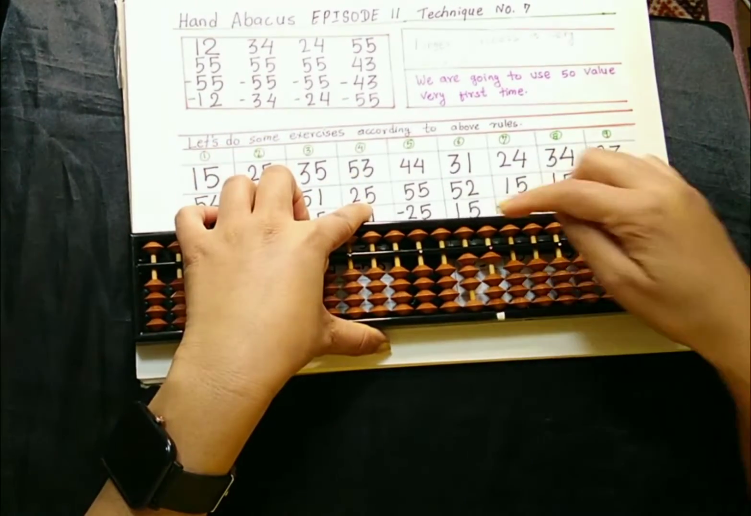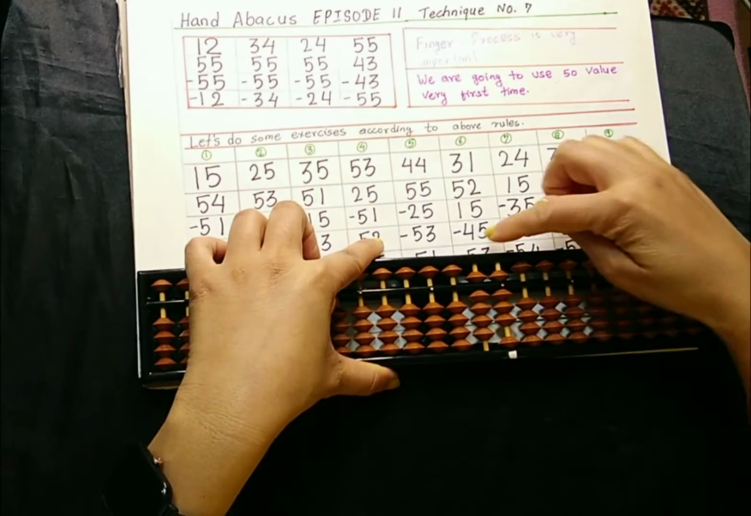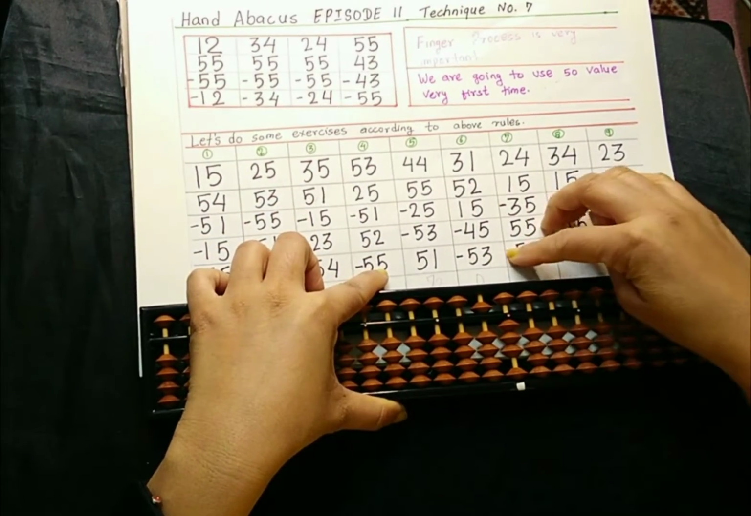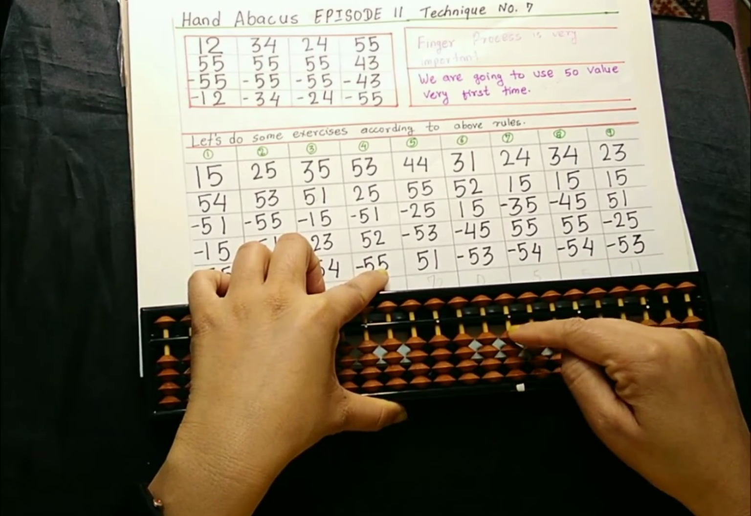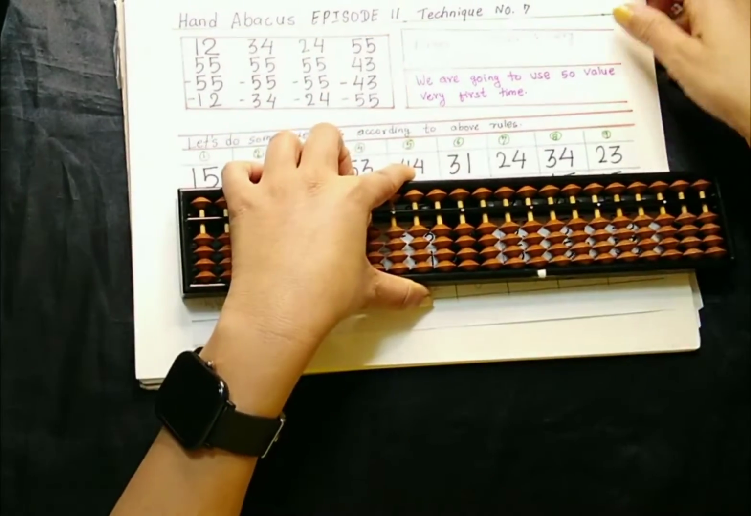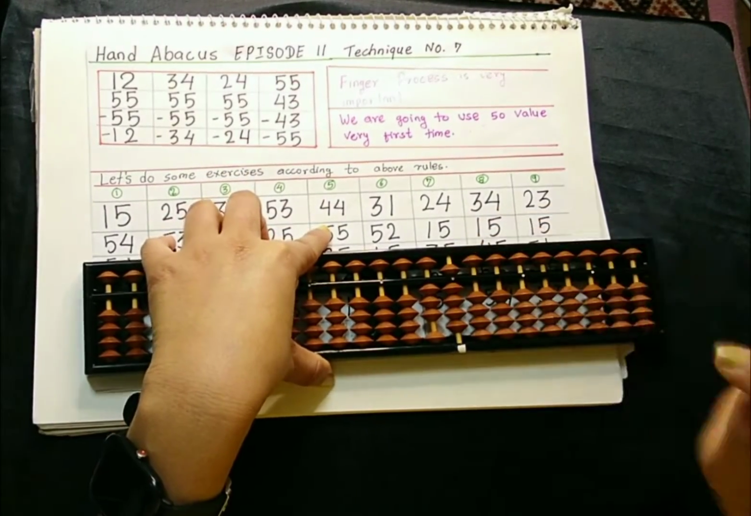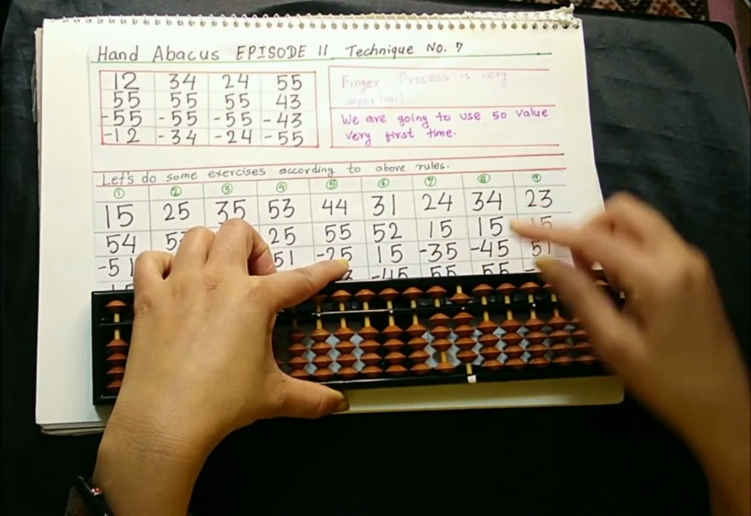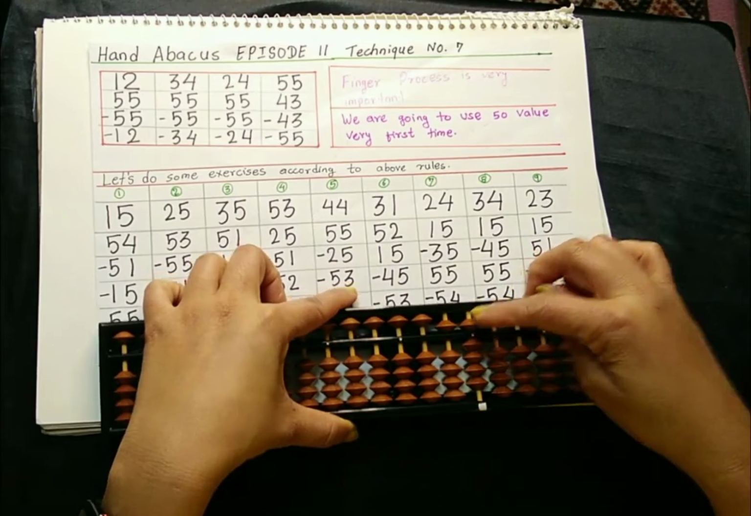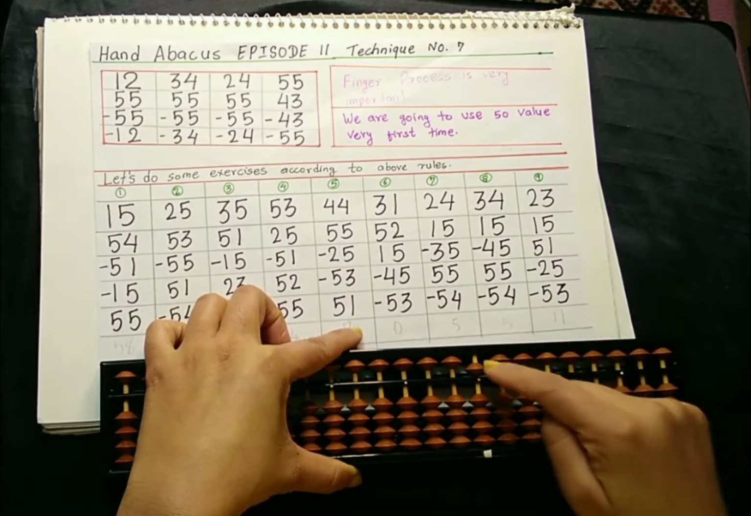31, 52, 15 and reduce 45. This one 40 and this one 5. Reduce 53. This one 5 and this one 3 and your answer 0. Nothing is moving here. Next, 24, 15, reduce 35, 3 and 5, 55, add 55 and reduce 54, this one 50 and 4 and your answer is 5.